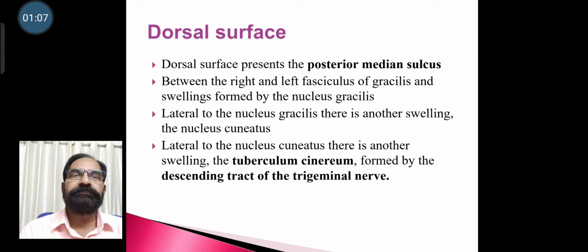Dorsal surface. The dorsal surface presents the posterior median sulcus between the right and left fasciculus gracilis and swellings formed by nucleus gracilis. Lateral to nucleus gracilis there is another swelling, nucleus cuneatus. Lateral to cuneatus there is another swelling, that is tuberculum cinereum, formed by the descending tract of the trigeminal nerve.